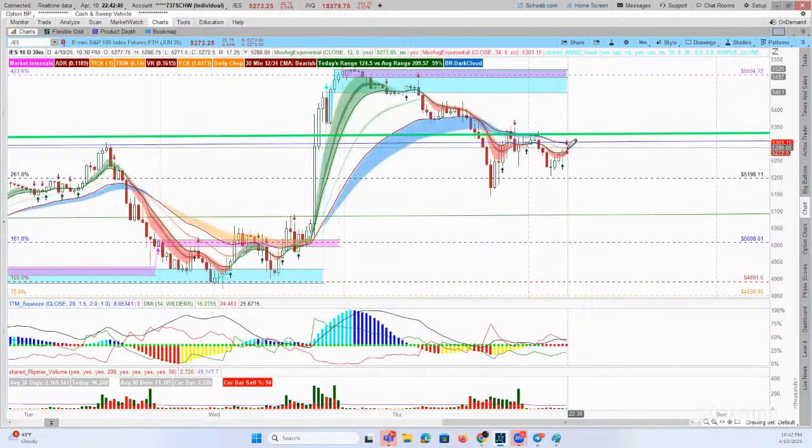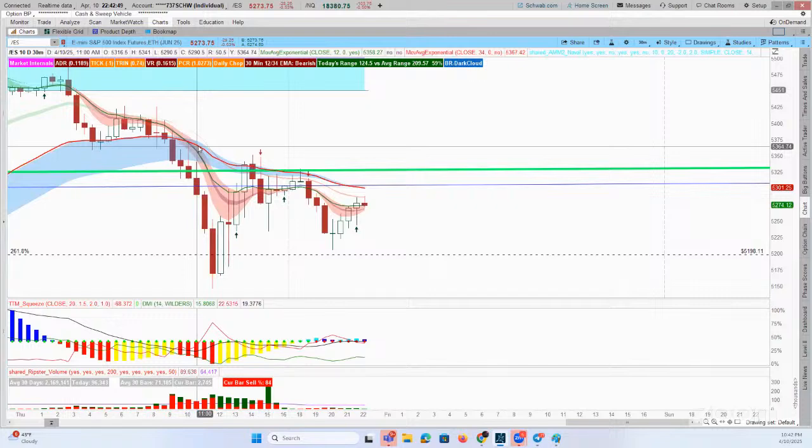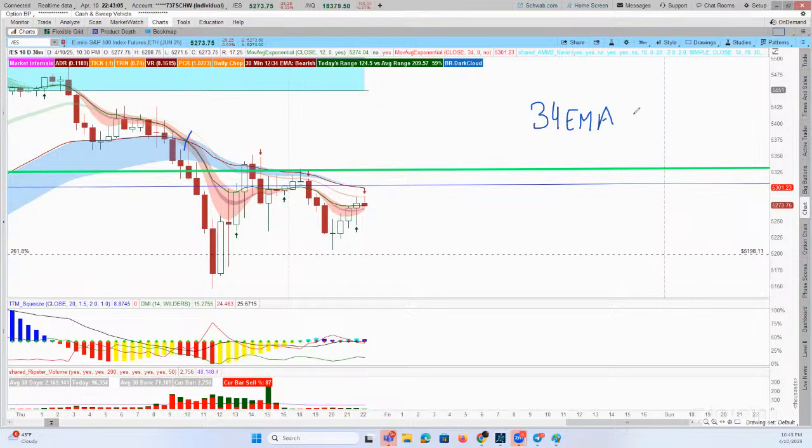Right now we are just below this area. Again, very important area. We see a very simple thing. If you are a novice in technical analysis, the very first thing: the red line is called the 34 EMA, which is the average of the last 34 candles. The 12 EMA is the moving average of the last 12 candles. It is the green line.